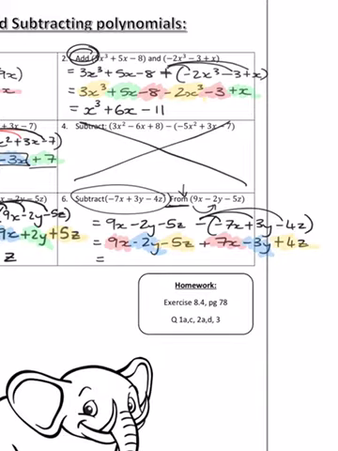Alright, so then 9 plus 7 is 16x. Minus 2 minus another 3 is negative 5y. Negative 5 plus a 4 is negative 1z.